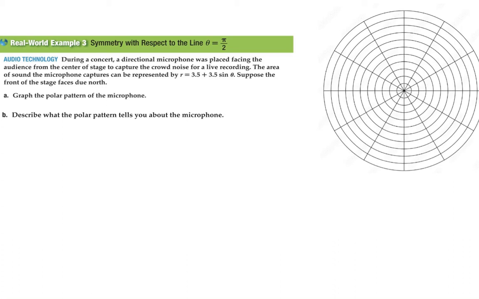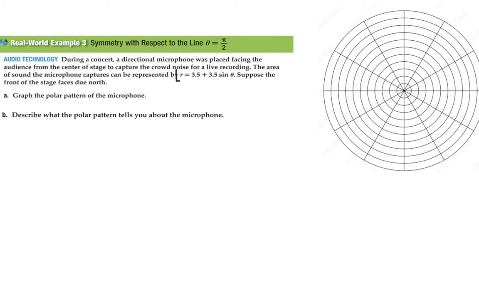All right, so here's our first example for part 2. We are looking at audio tech, so it's a real world example. What it says is, during a concert, a directional microphone was placed facing the audience from the center of the stage to capture the crowd noise for a live recording. The area of sound the microphone captures can be represented.